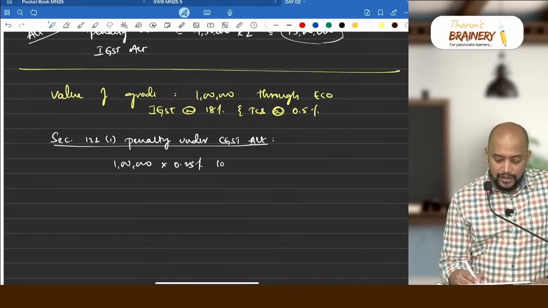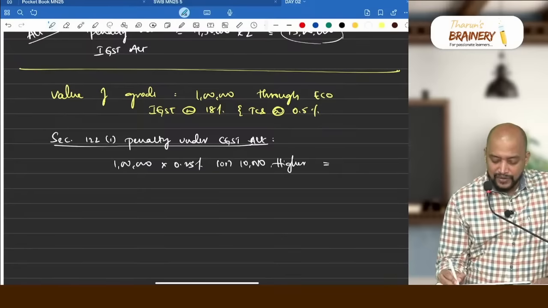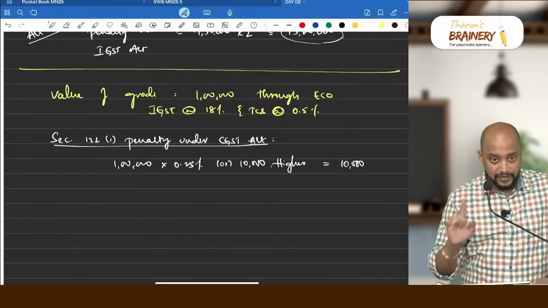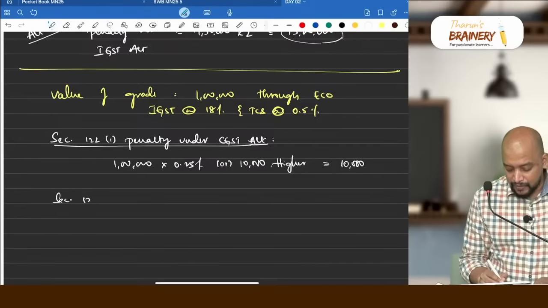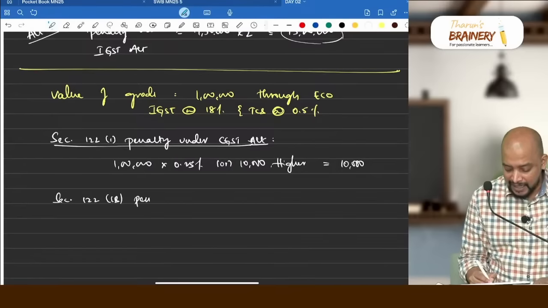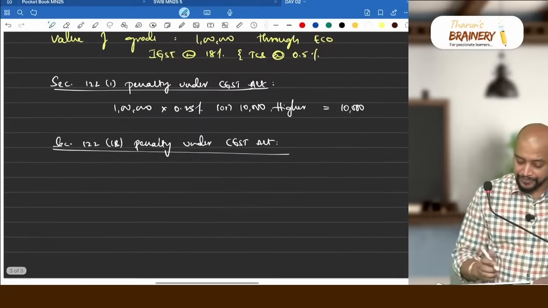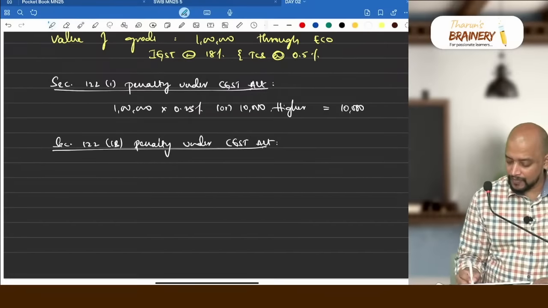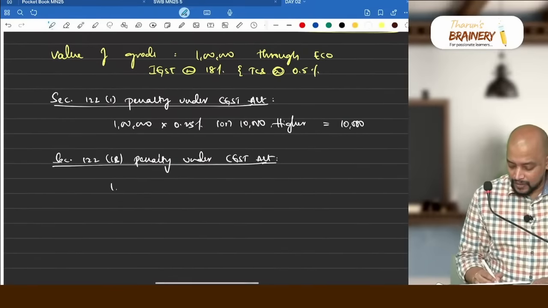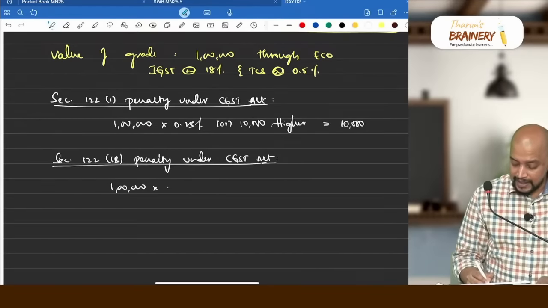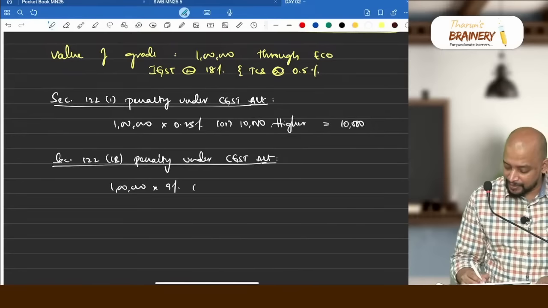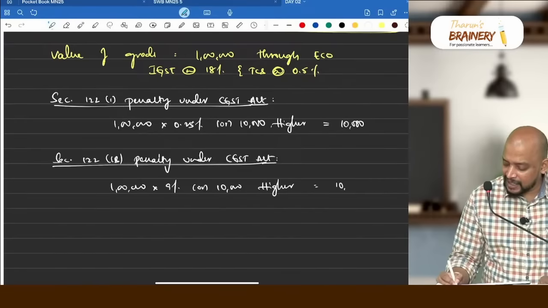So 0.25% of 1 lakh, or 10,000, whichever is higher, that will be 10,000. Okay. Whereas section 122(1)(b) penalty under CGST Act. What is the penalty under 122 1B? 1 lakh into 9%, dear. 1 lakh into 9% or 10,000, whichever is higher, that will be 10,000.